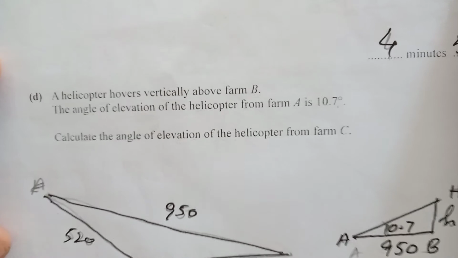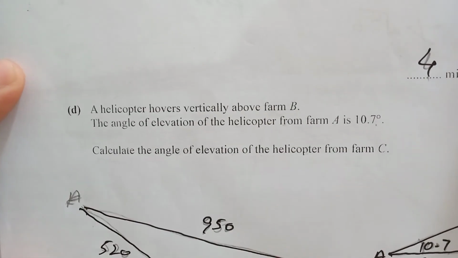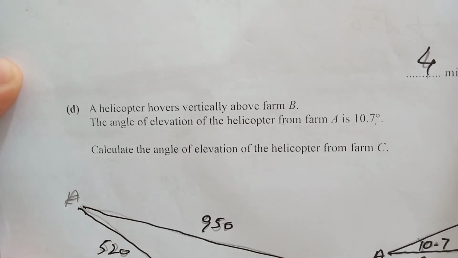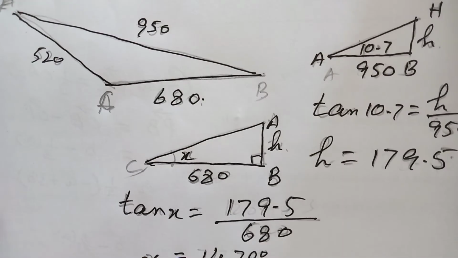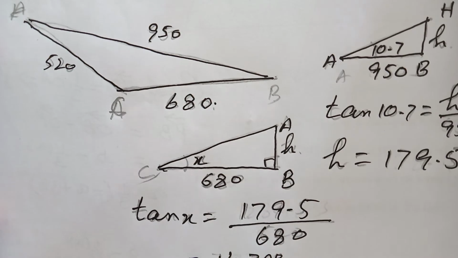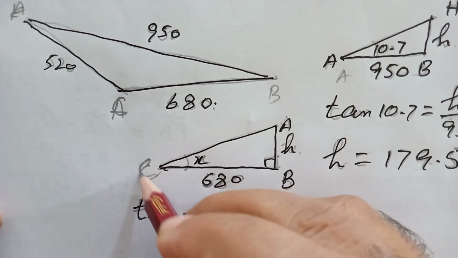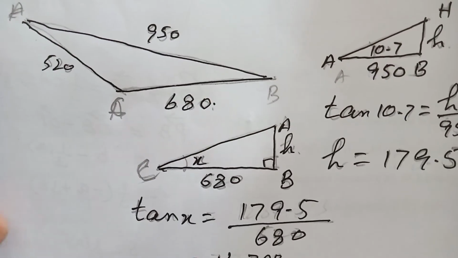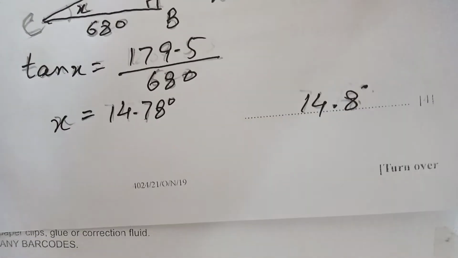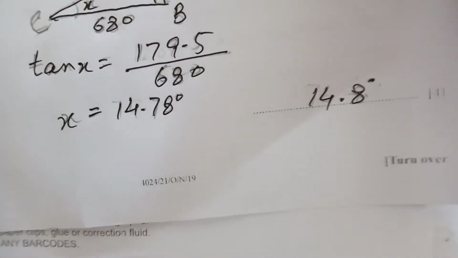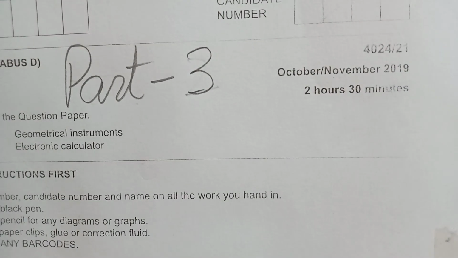In the second part of the question, he is asking to calculate the angle of elevation of the helicopter from C. So you will make a triangle ABC, this is C. So using tan, the angle will be 14.78, or 14.8.